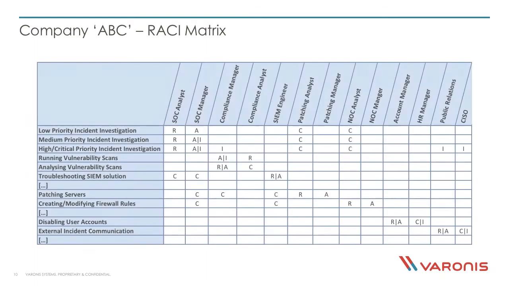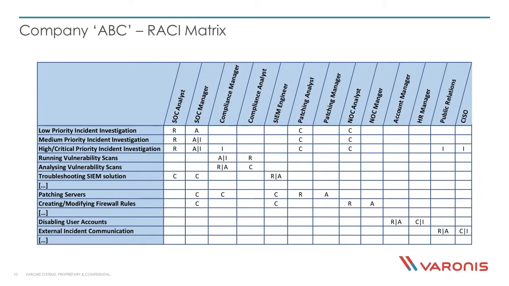So here's an example of a rehearsed matrix for our client ABC. In the rows, I define the main tasks related to the incident response. For example, investigating a low priority incident, medium priority incident, and etc. Also, running scans, troubleshooting SIEM issues, patching servers, modifying firewall rules, disabling accounts, and so on.